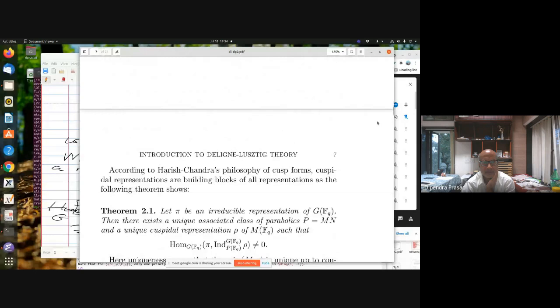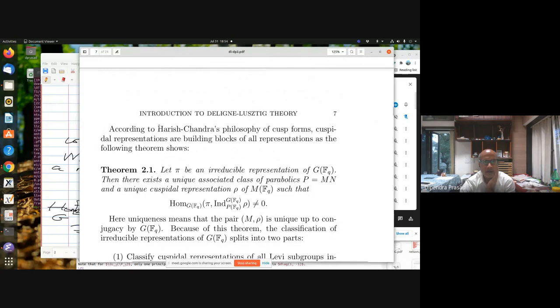There is this well-known philosophy of Harish-Chandra called the philosophy of cusp forms. I already said that cuspidal representations are building blocks of all representations, and this is made precise in the following theorem. Let π be an irreducible representation of G(F_q). Then there exists a unique associated class of parabolics and a unique cuspidal representation of the Levi, such that π appears in this principal series. Here uniqueness means that the pair (M, ρ) is unique up to conjugacy by G(F_q).